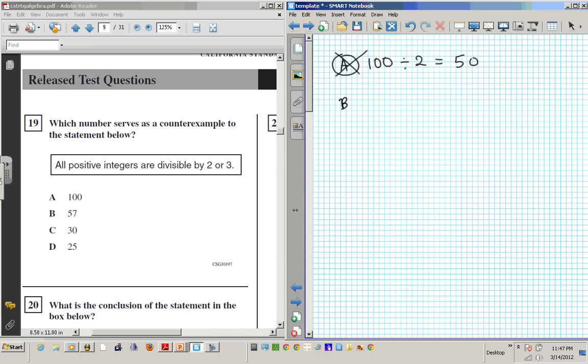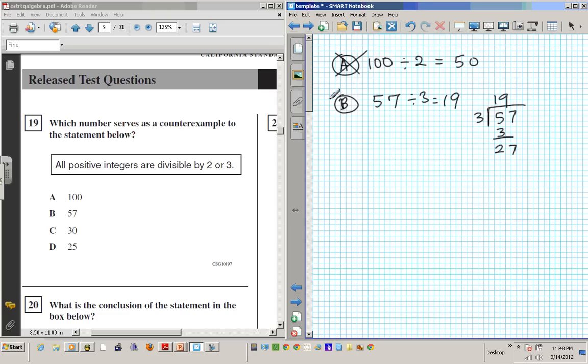Number B, 57. If I add the digits of 57, which is 5 and 7, and the sum is divisible by 3, then the number is divisible by 3, right? So 12 is divisible by 3. That means this is divisible by 3. Okay? If you wanted to check using long division, we can do that. Can I divide this by 3? Let's do it. 57 divided by 3. 3 goes into 5 one time, 3. 3 goes into 27 nine times. So it's divisible by 3.